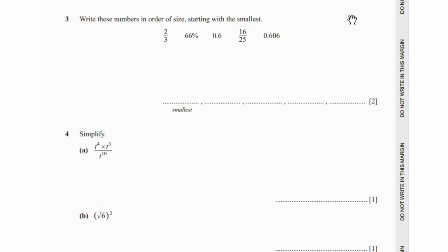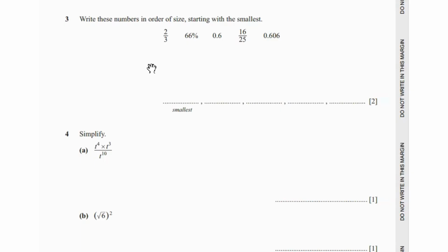Then it says write these numbers in order of size, starting with the smallest. So for these type of questions where they've given us different numbers in different forms, some in decimals, some in fractions, some in percentages, what I always advise my students is that convert them into one format and then compare them. It's best that you convert them into percentages because that's the easiest to solve.